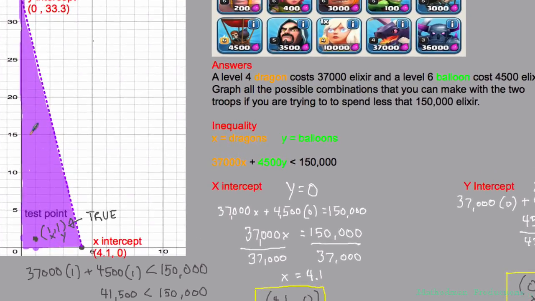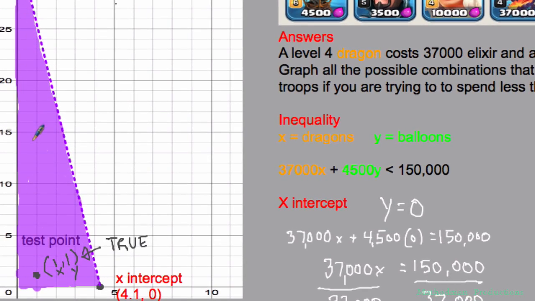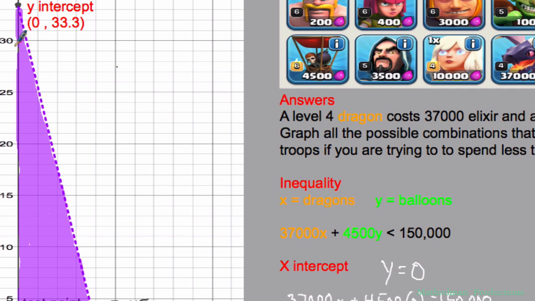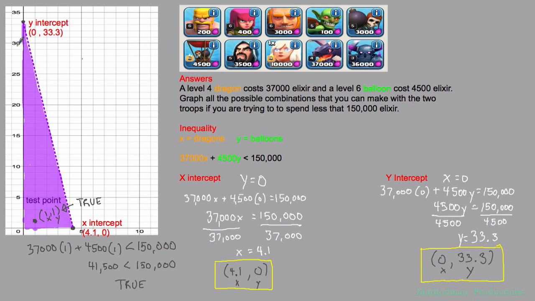For instance, if I pick this point right here, that means that I can get 1 dragon and 15 balloons. If I pick this point right here, I can still pick 4 dragons, I'll still be under my budget. Or if I wanted to do an all balloon attack, I can make 30 balloons. I think the very minimum that I can make, or very maximum, sorry, is 33 balloons and 0 dragons.